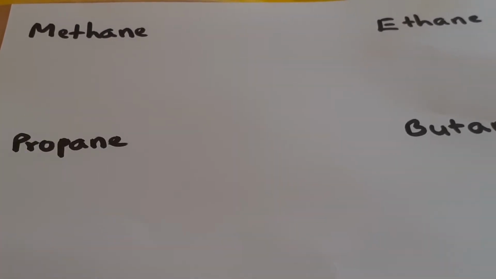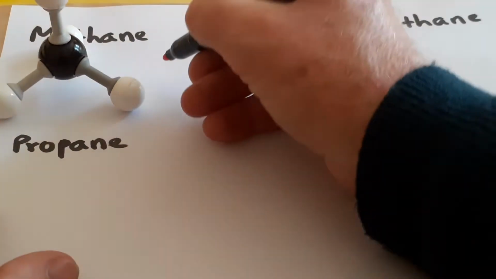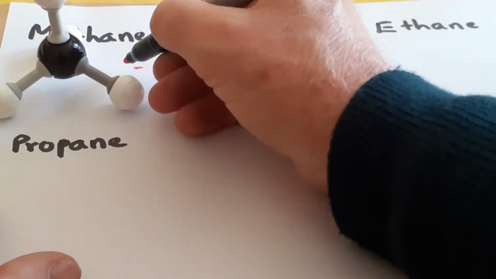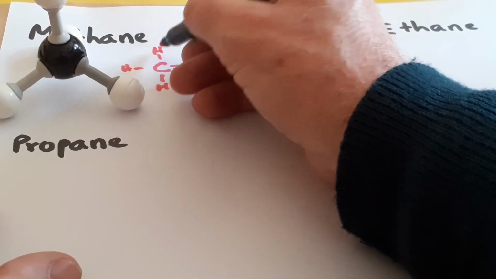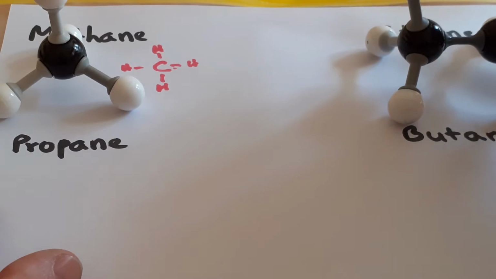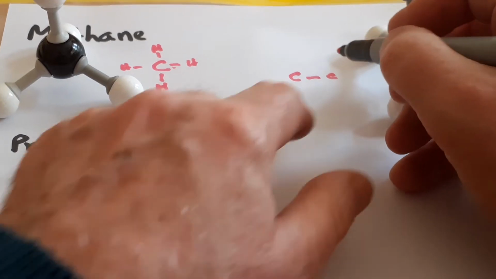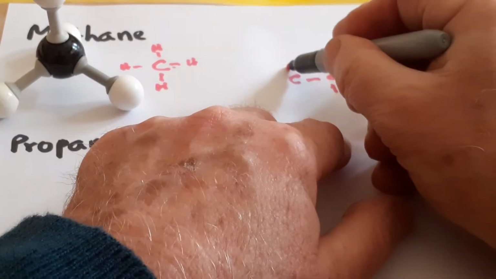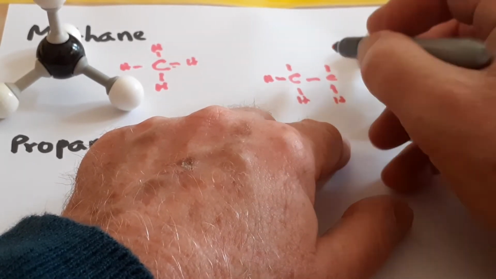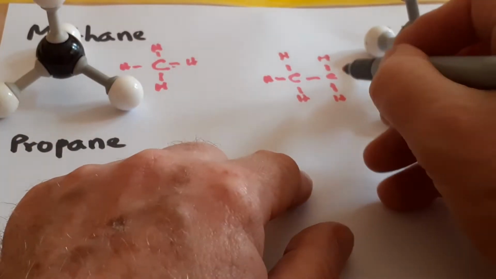Now, the first member of the alkanes, we've got methane, which we draw as C bond H bond H bond H bond H, CH4. Then we've got ethane, which we draw as C bond C, and H in each of the positions there. C2H6.